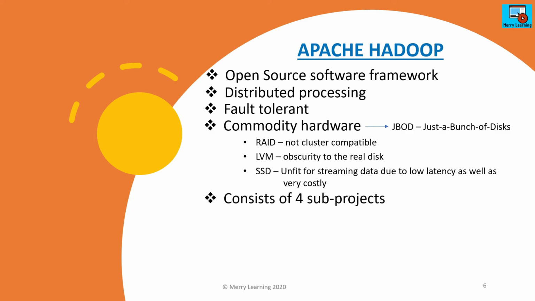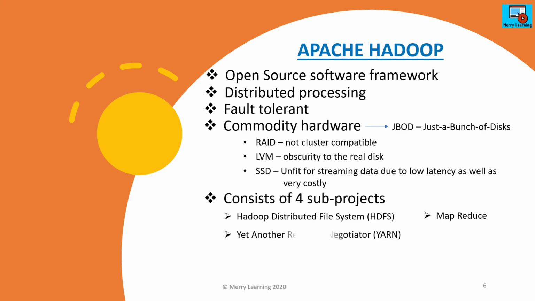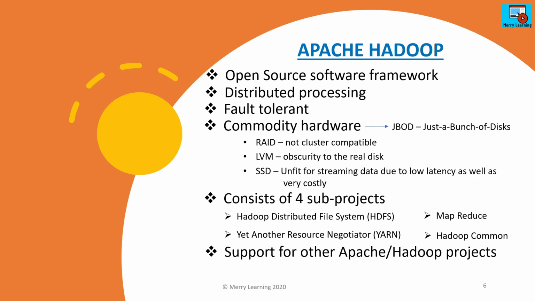Apache Hadoop consists of 4 subprojects, which are HDFS, Hadoop Distributed File Systems, MapReduce, Yarn, yet another resource negotiator, and Hadoop Common. Among these, Hadoop Common refers to the collection of common utilities and libraries that support other Hadoop modules. It means that to integrate any new technology that is developed with Hadoop, the API that can be used is the Hadoop Common. Some of the other Hadoop projects that are integrated using the Hadoop Common are HBase, Zookeeper, etc.